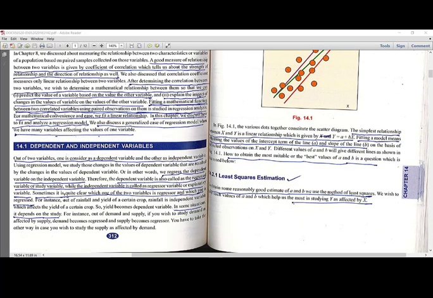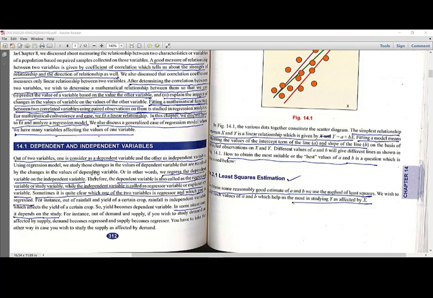Before proceeding, let us have a discussion about dependent and independent variables. Out of the two variables, one is considered as a dependent variable and the other as an independent variable. Using a regression model, we study those changes in the values of the dependent variable that are resulted by the changes in the values of the independent variable.